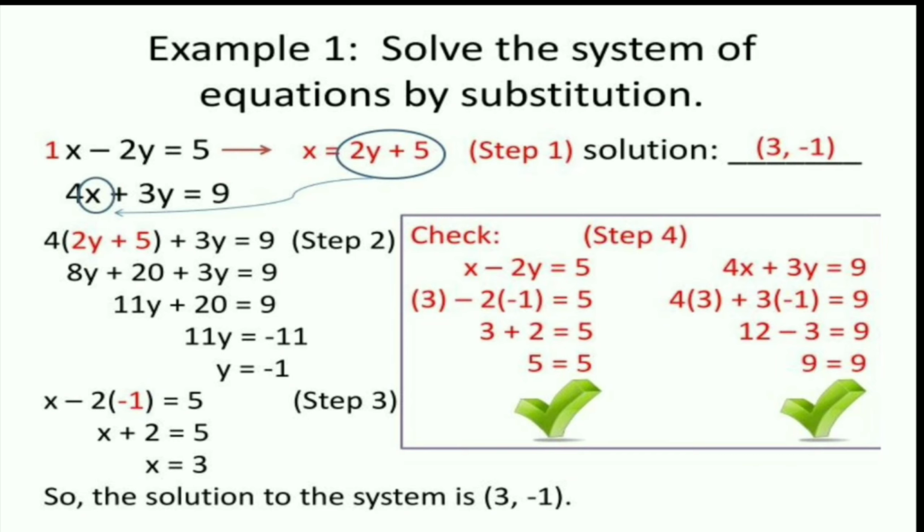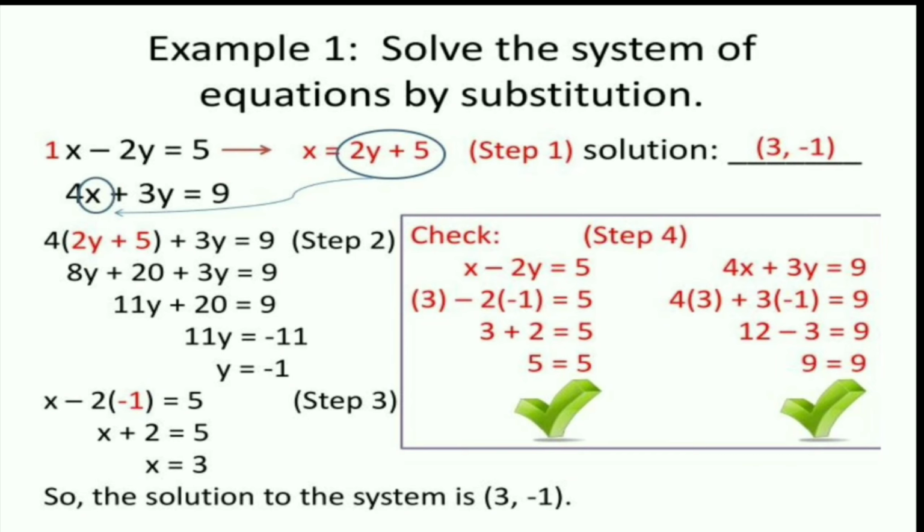Now check the solution. How will we check? Simple thing: the value of x is 3 and the value of y is minus 1. We need to put these values in the equations. What was the first equation? x minus 2y is equal to 5. We have written it in the box, see step 4.